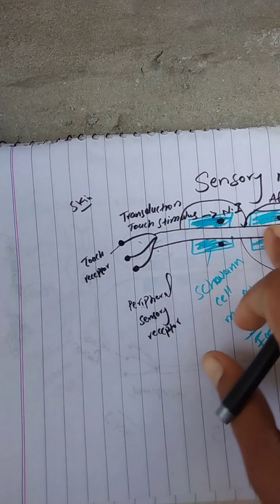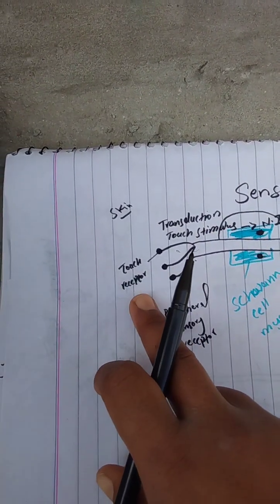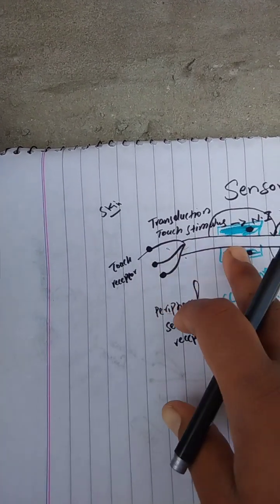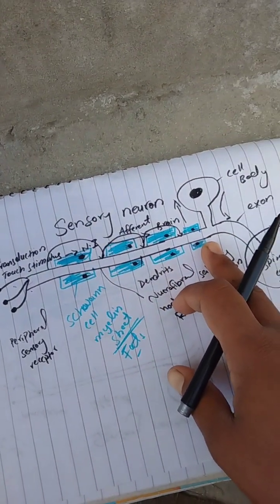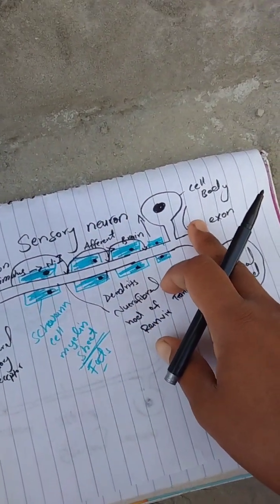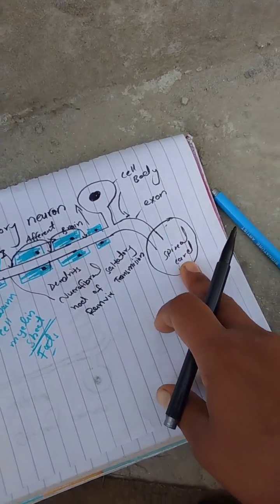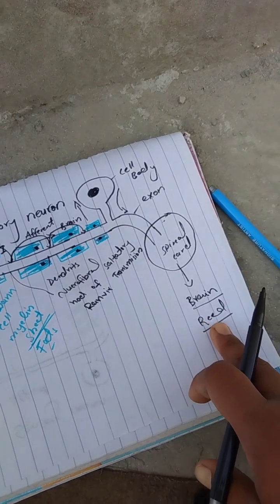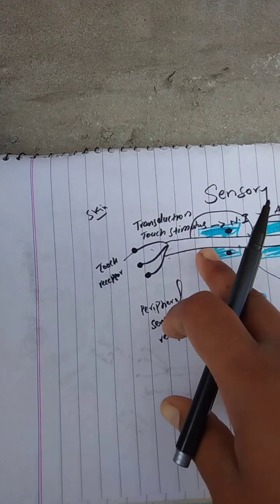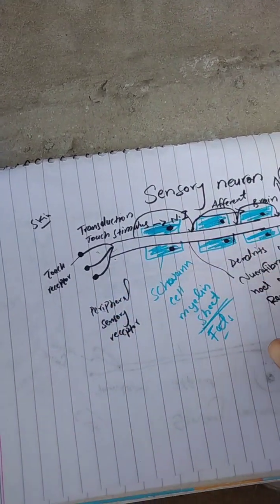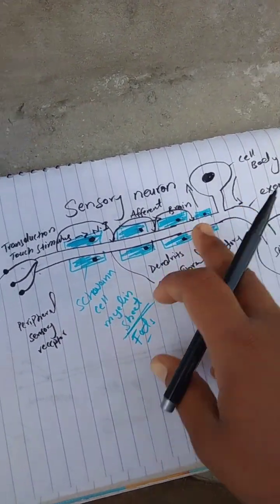This long nerve fiber is the dendrite. So in the process of transduction, the touch stimulus changes into the nerve impulse, and this nerve impulse travels through these long dendrites into the cell body, and through the cell body the short axon travels this nerve impulse into the spinal cord to the brain. The brain reads that this is the touch stimulus. So in a sensory neuron there are long dendrites and a short axon, but in a motor neuron, short dendrites and a long axon.